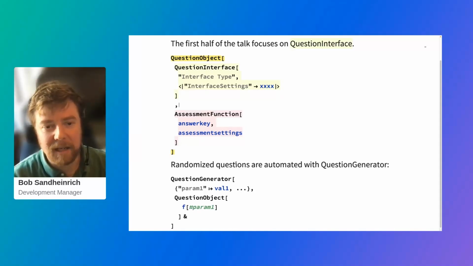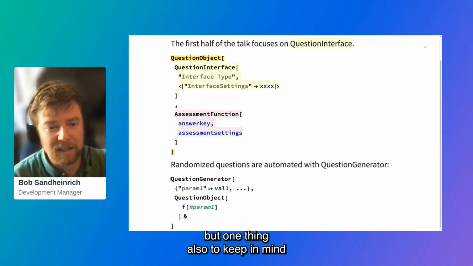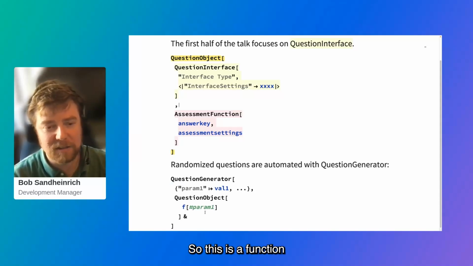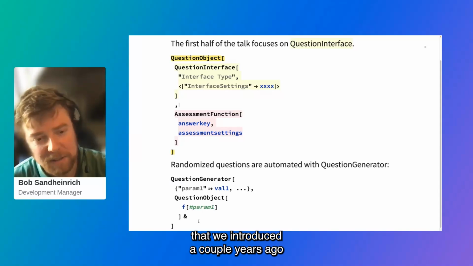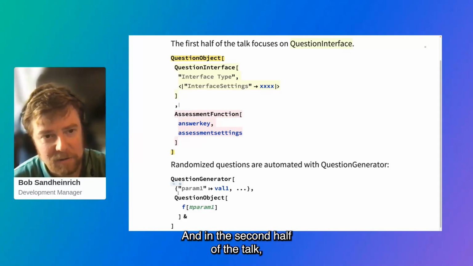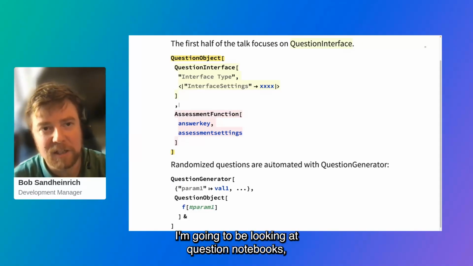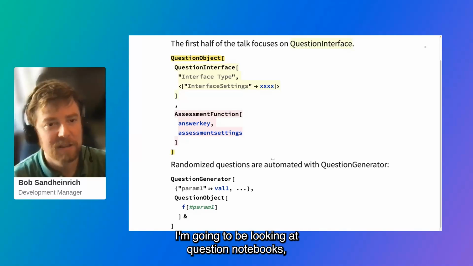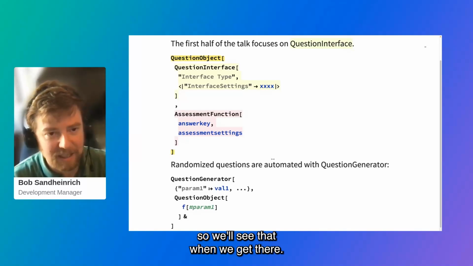But one thing also to keep in mind is question generators. This is a function we introduced a couple years ago to generate random instances of a question object. And that's going to come up throughout the talk too. And in the second half of the talk, I'm going to be looking at question notebooks. So we'll see that when we get there.